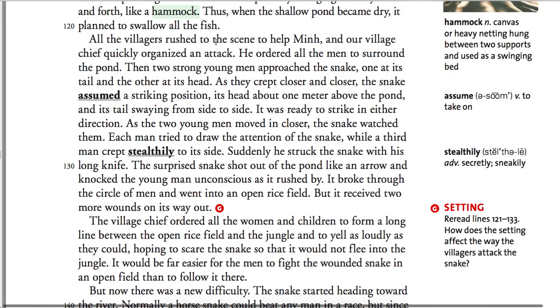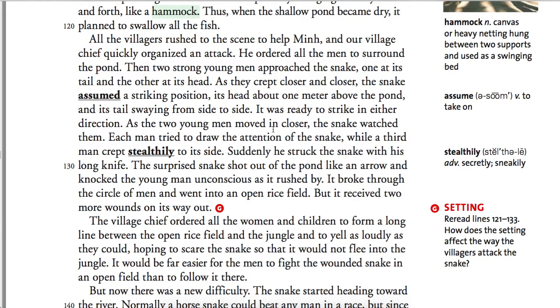All the villagers rushed to the scene to help Min, and our village chief quickly organized an attack. He ordered all the men to surround the pond. Then two strong young men approached the snake, one at its tail and the other at its head. As they crept closer and closer, the snake assumed a striking position, its head 1 meter above the pond, and its tail swaying from side to side. It was ready to strike in either direction.